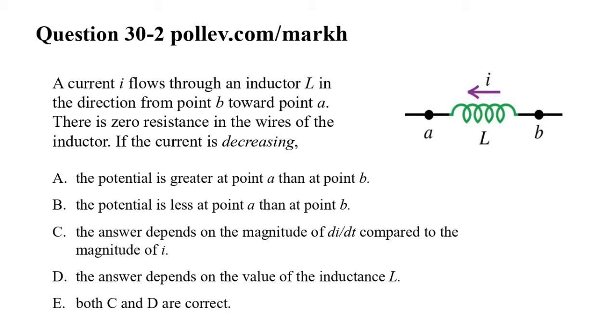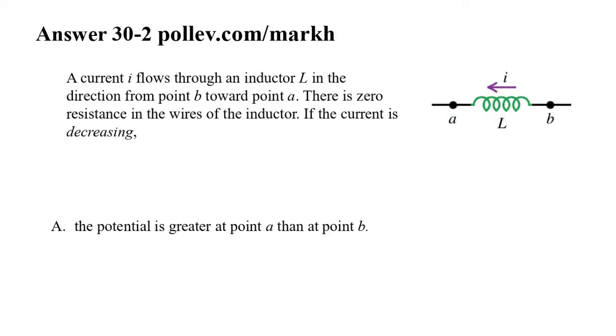Okay, let's have a look at the solution to this one then. So what we're looking for is A. So potentially it's greater at point A than point B. You had 4 people go for A, which is good, and 1 person went for E.